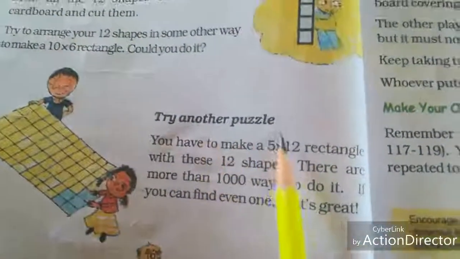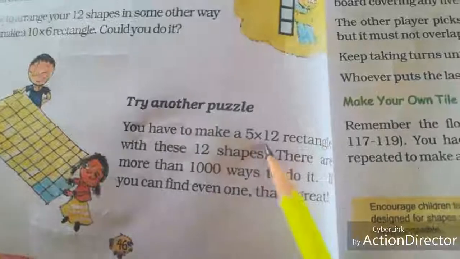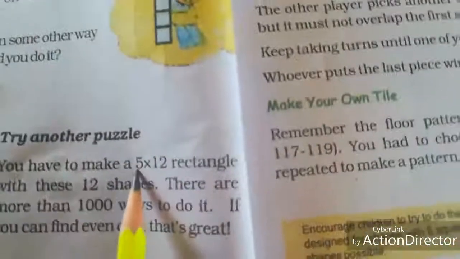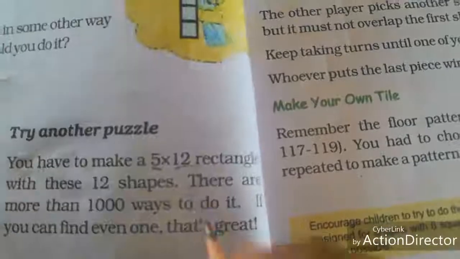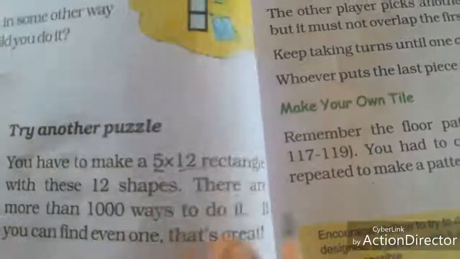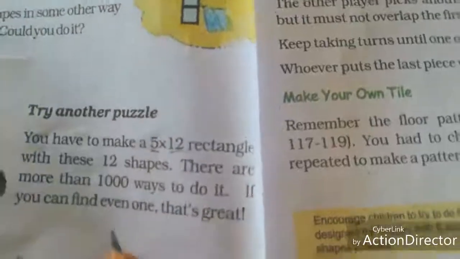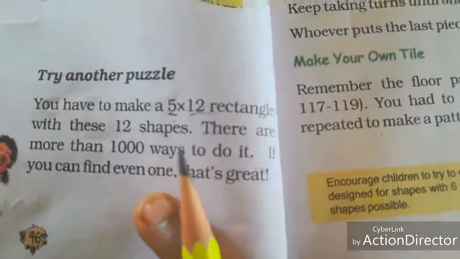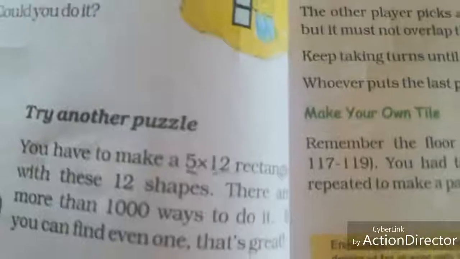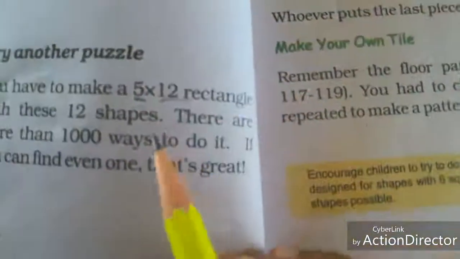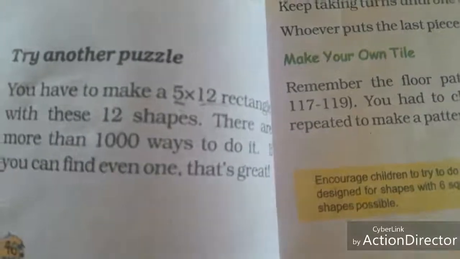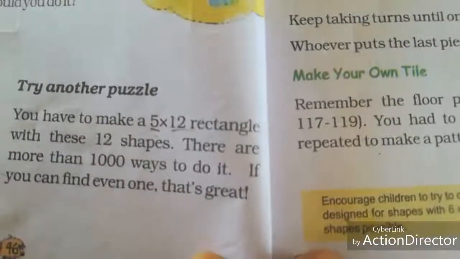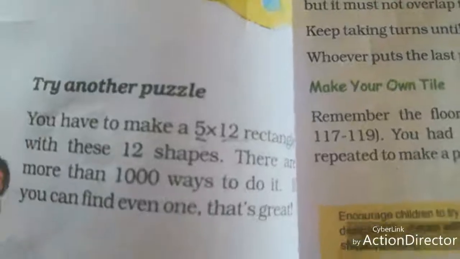Next, try another puzzle. Make a 5 into 12 rectangle. 5 into 12 rectangle means 5 rows, 12 columns. With these 12 shapes, there are more than 10,000 ways you can do it. If you can find even one, that is great. If you can find even one, you are really great.